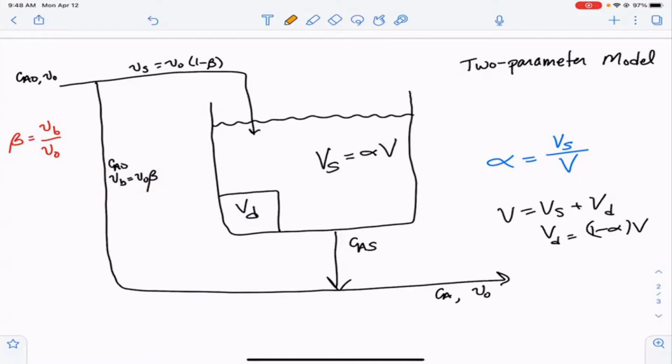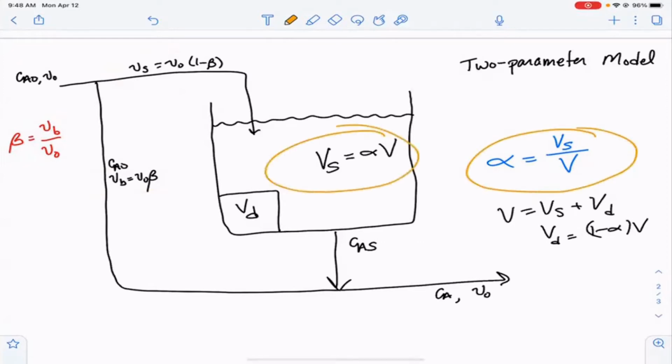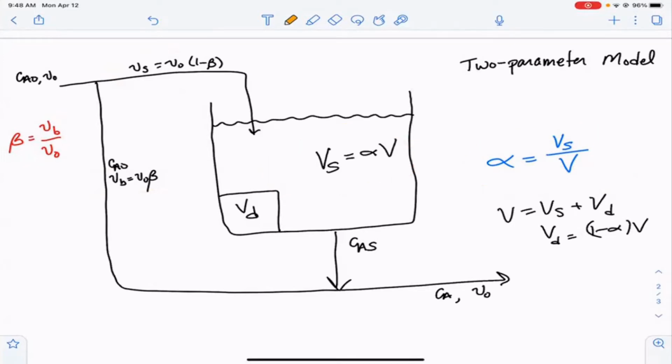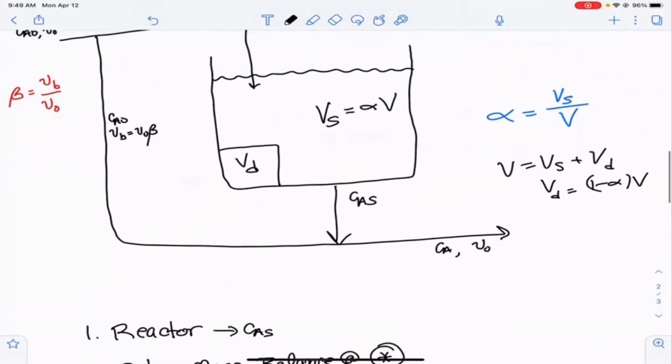And then the flow that actually goes through the reacting zone of our reactor is the rest of that, which would be V naught times 1 minus beta. Then we define this term alpha, which is the portion of the reactor that's utilized, or not comprised of the dead zones. So alpha is Vs over V, which means that the dead zone volume, V sub D, is 1 minus alpha times the volume. So you have the portion of the volume you use, and the portion of the volume that is comprised by dead zones.